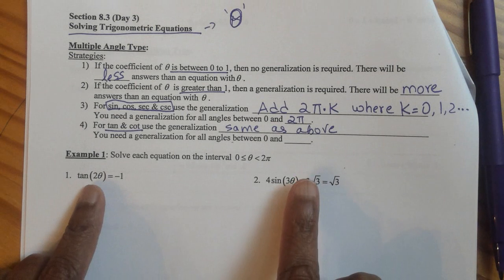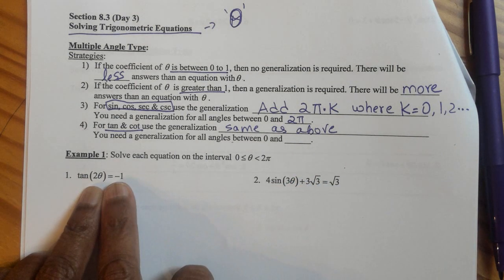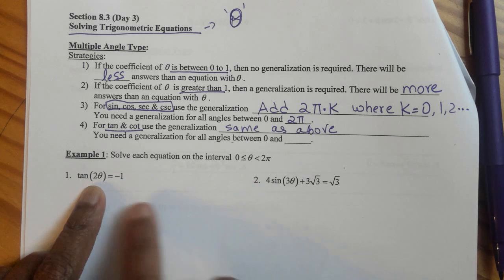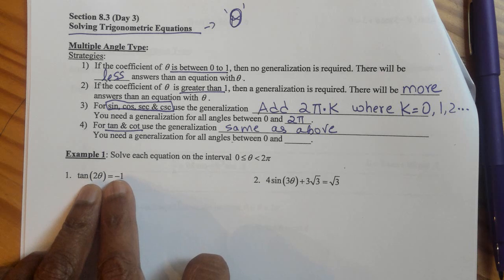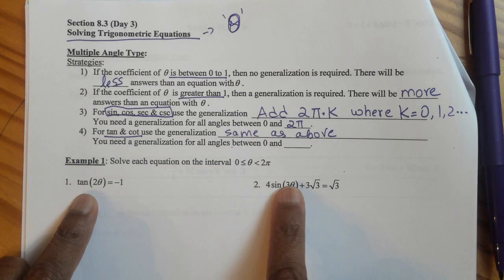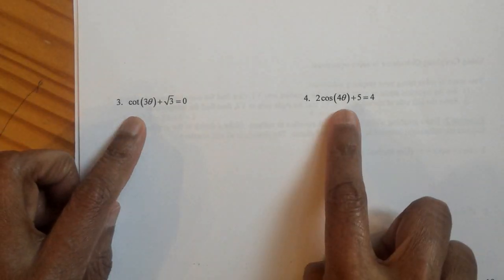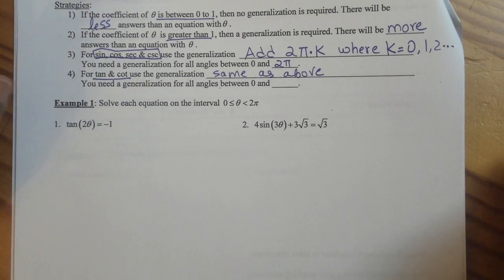If you see in my previous problems, unless it was a double angle, it was always tan theta, sine theta, cosine theta. But here, what are we noticing? 2 theta, the theta is a multiple angle. That's why it's called multiple. Tangent has 2 theta, sine has a 3 theta, cotangent again has a 3 theta, cosine has 4 theta. So we're talking about multiple angles. The minute you see this, you will use a different procedure.